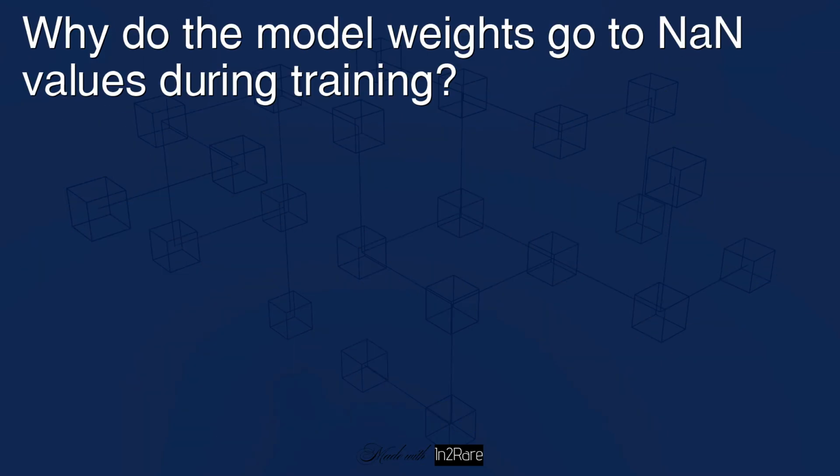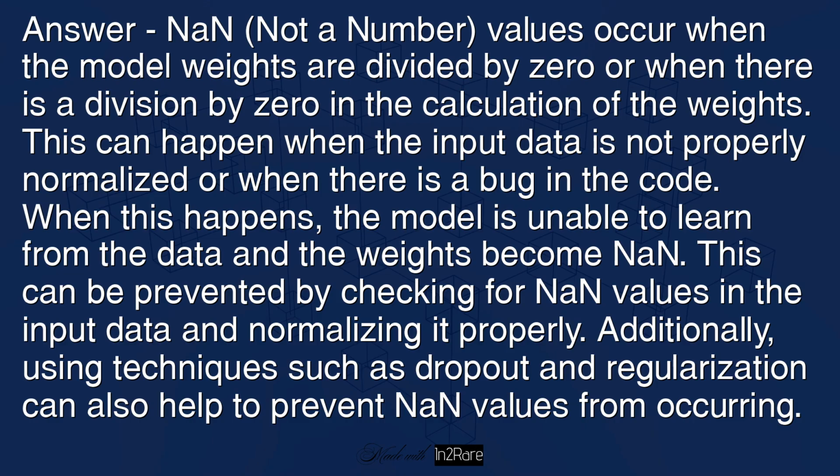Why do the model weights go to NaN values during training? Answer: NaN, not a number, values occur when the model weights are divided by 0 or when there is a division by 0 in the calculation of the weights. This can happen when the input data is not properly normalized or when there is a bug in the code. When this happens, the model is unable to learn from the data and the weights become NaN. This can be prevented by checking for NaN values in the input data and normalizing it properly. Additionally, using techniques such as dropout and regularization can also help to prevent NaN values from occurring.